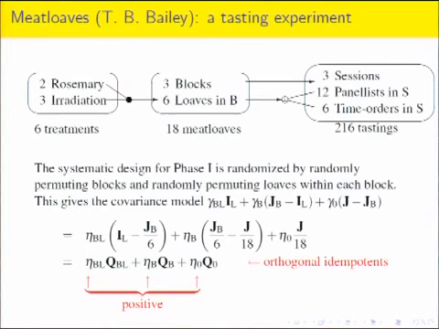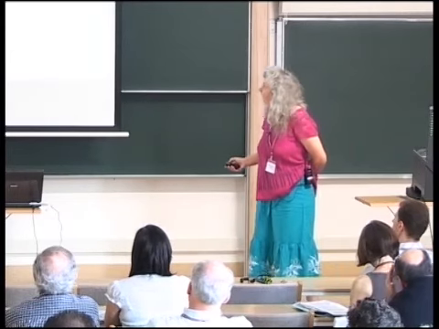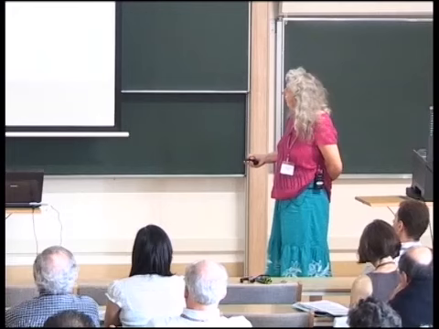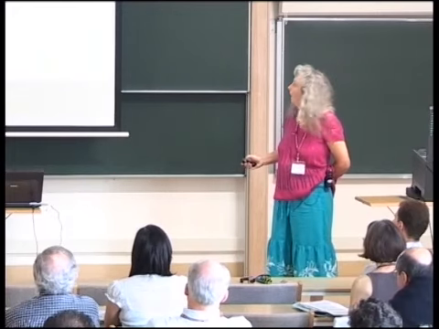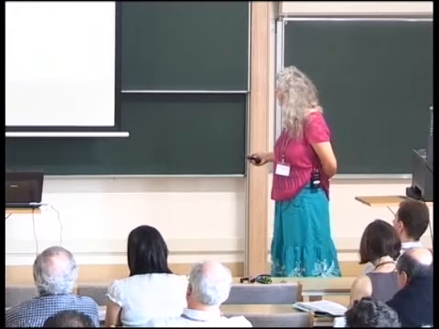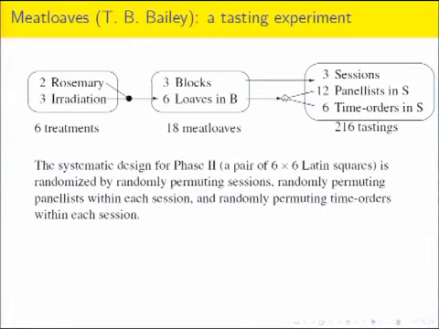And these Q's are mutually orthogonal idempotent. So we always get something in that form. That's from the first phase, and these would be 18 by 18 matrices. In the second phase, the systematic design used here was a pair of 6 by 6 Latin squares.